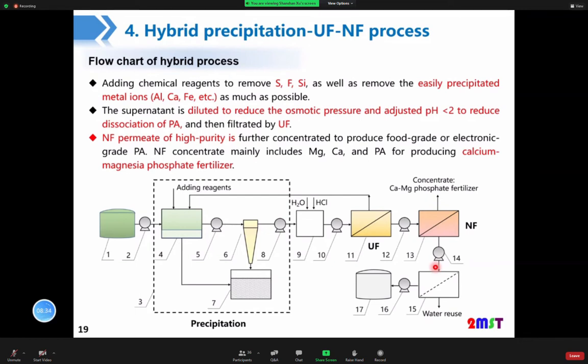The nanofiltration concentrate mainly includes magnesium, calcium, and phosphoric acid for producing calcium magnesium phosphate fertilizer.